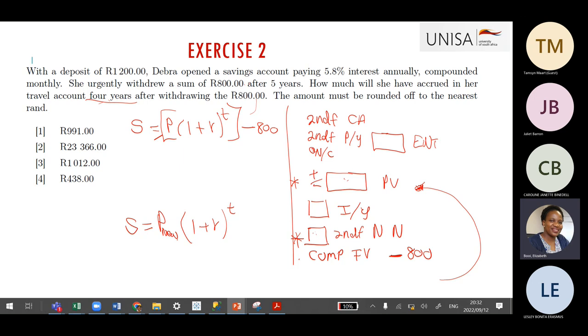And remember, those who are calculating manually, your R, you need to divide 0.058 by the compounding periods. They are monthly, so you divide by 12. Your periods, also remember, it will be 5 multiplied by 12. Don't forget that.